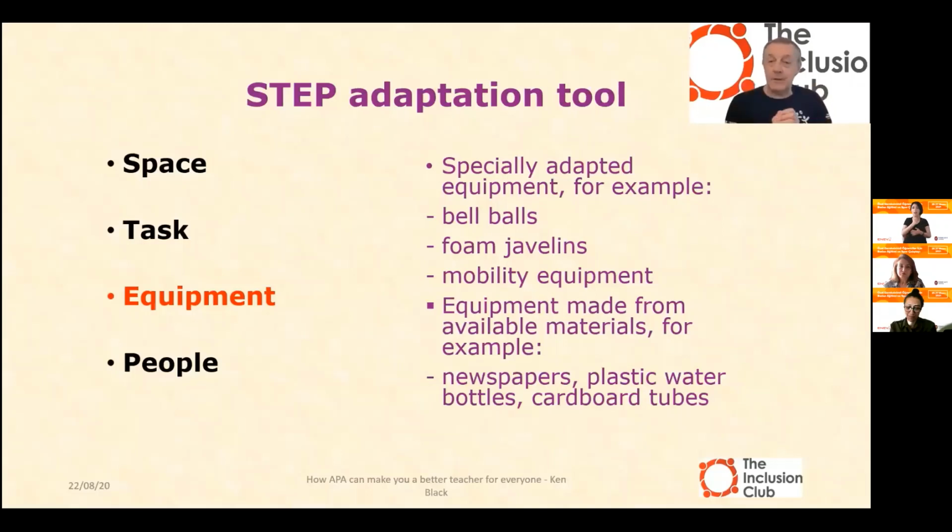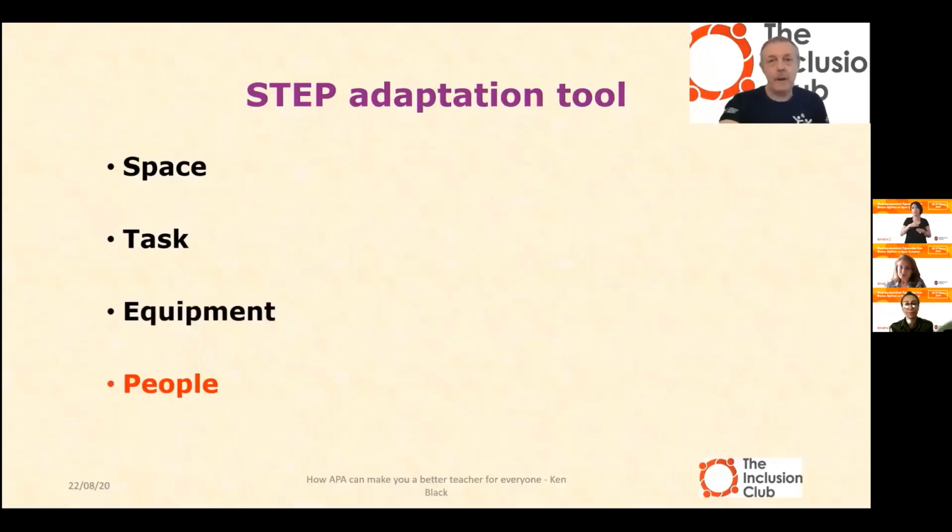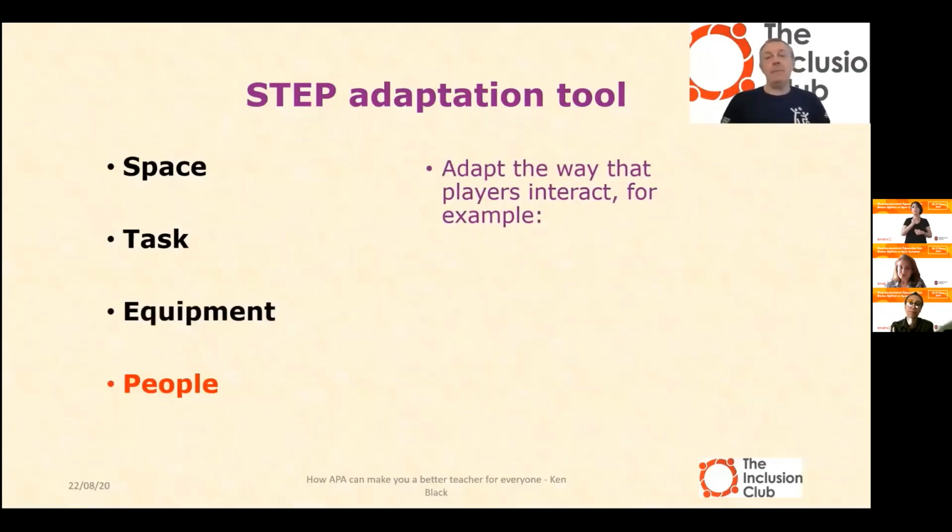Plastic water bottles, these can be targets or they can mark out a space. Or cardboard tubes. You can roll a ball down the tube towards a target. So we can make use of anything that we've got in the home environment, for example, to create adapted equipment. And finally, looking at people, we can adapt the way that players interact.